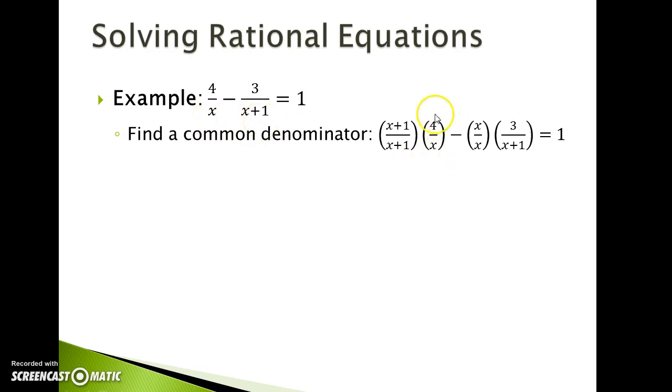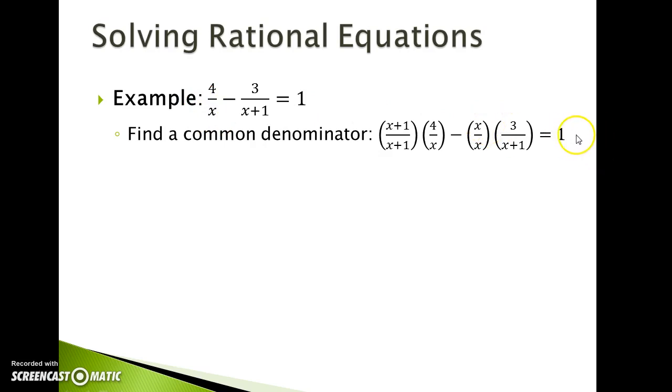So I'm going to multiply 4 over x, the left-hand side, times x plus 1 over x plus 1, this denominator over itself. This guy in the middle, x plus 1 with a 3, I'm going to multiply that by x over x to take care of this denominator on the left.